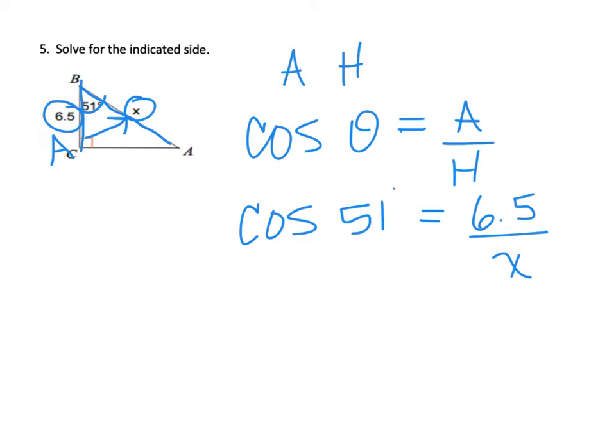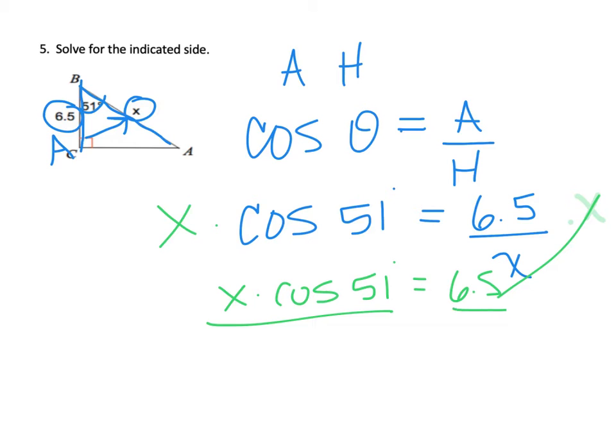So the first thing we're going to do is try to get x by itself. So we are going to multiply both sides by x in order to get x by itself. And this x goes away. So we have x times cosine of 51 degrees equals 6.5. So we're going to divide both sides by cosine of 51 degrees. And that's how we're going to get x alone.